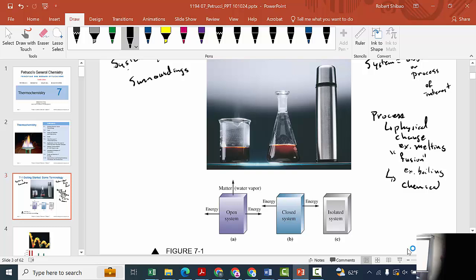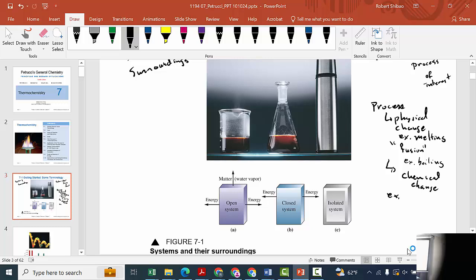Processes could also be chemical in nature. So the system might be like a chemical change. Can you give me an example of a chemical change? Combustion. Combustion is a good one.